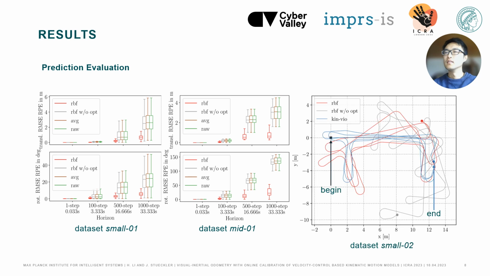On the right is a qualitative example of the prediction from trajectory beginning to the end. Our method also shows relatively smaller drifts.